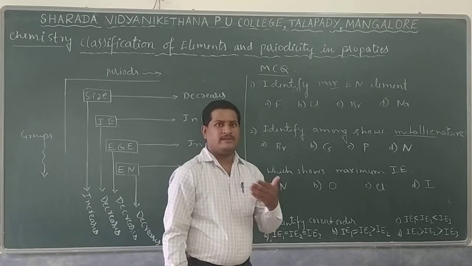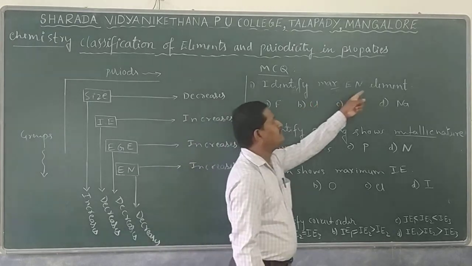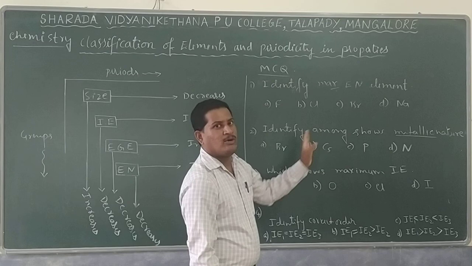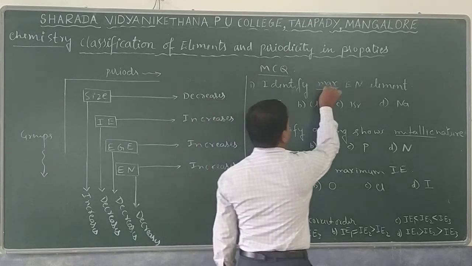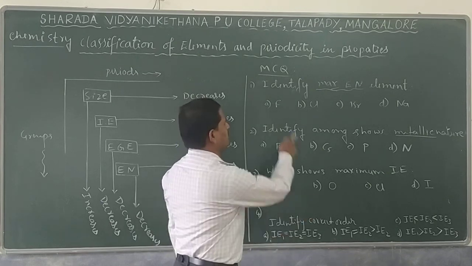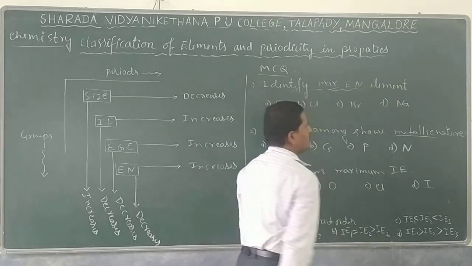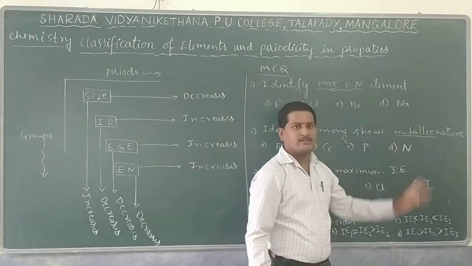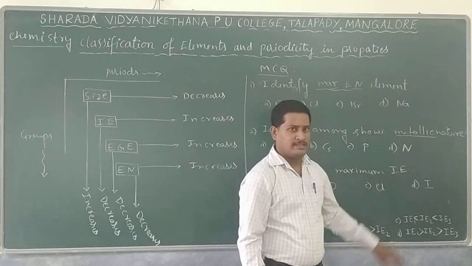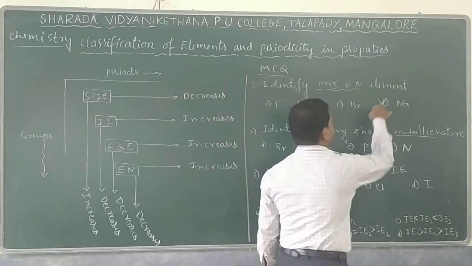Let us see very simple multiple choice questions. Identify the most electronegative element among the following. Options: fluorine, chlorine, bromine, sodium. Sodium is not electronegative, it is a metal. Normally metals show the lowest electronegativity. So that option is wrong.